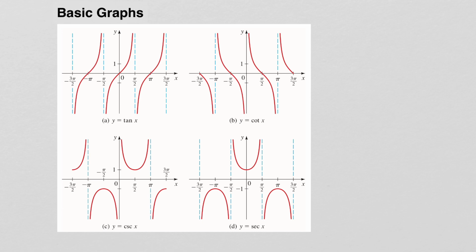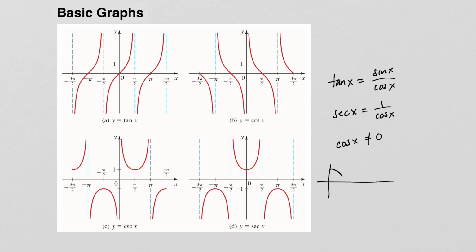Now there is a reason for this. Keep in mind that tangent of x is equal to sine of x divided by cosine of x, and secant of x is equal to 1 divided by cosine of x. So notice that anywhere that cosine of x is equal to 0 is where you're going to have an asymptote. So basically, cosine of x cannot be 0. And if you remember, the cosine graph looks something like this. And you can see that cosine is 0 at pi over 2, 3 pi over 2, etc. And that's precisely why we have these asymptotes at those values.